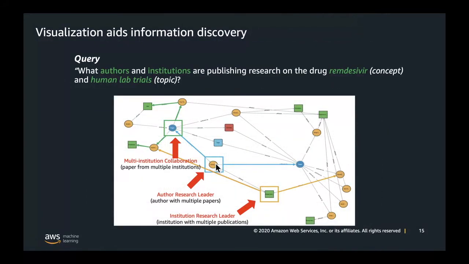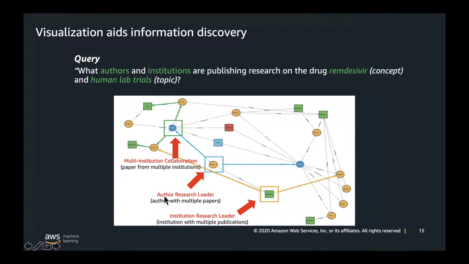Next, we can do visualization, which can help us find and discover new information. So here, given a query, what are the authors and institutions publishing research on the drug remdesivir in human lab trials? We can see in the top left, this green box is capturing a multi-institutional collaboration, where this paper has been published from 2 institutions in yellow.